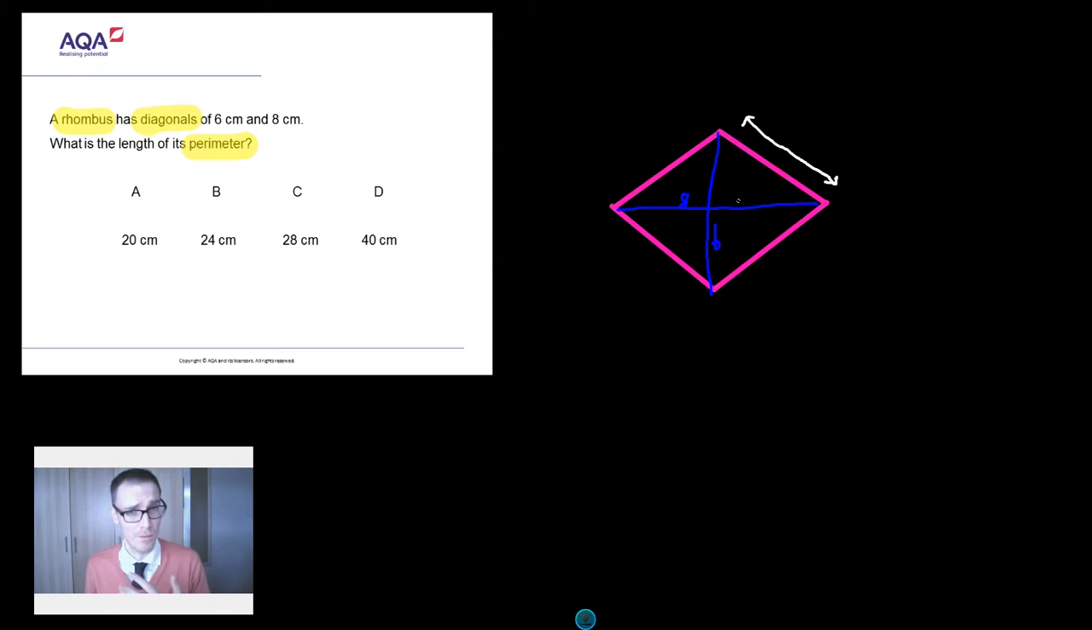Now, I've good news for you. Because it's a rhombus, we know if we work out one side, then all the other sides are the exact same length. So that's good news. That's something to look forward to. So let's see if we can work out one side, and let's aim for this side in particular. How can I do that?